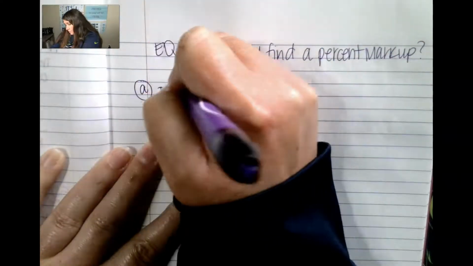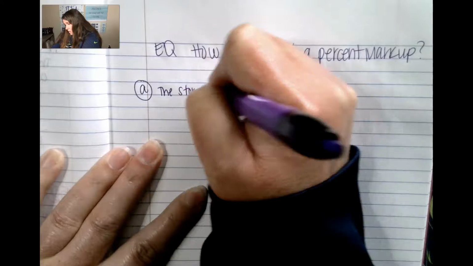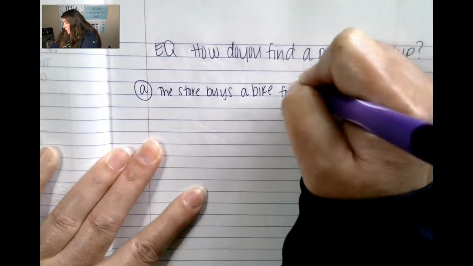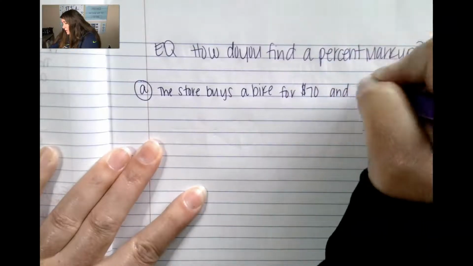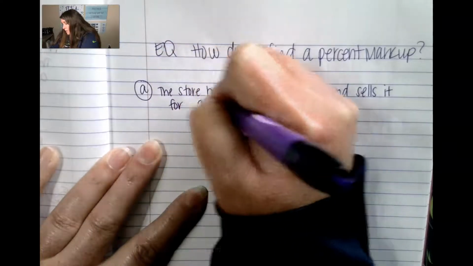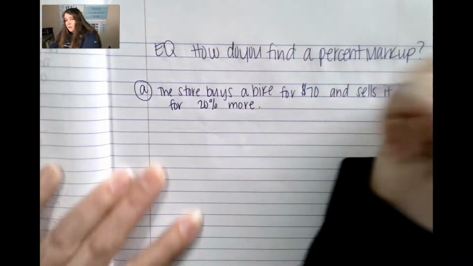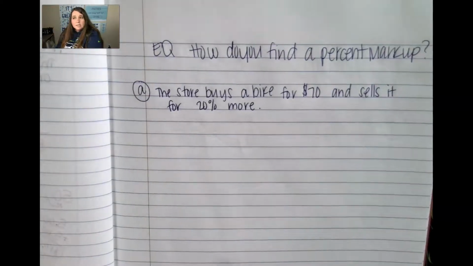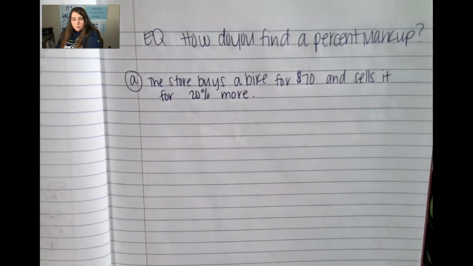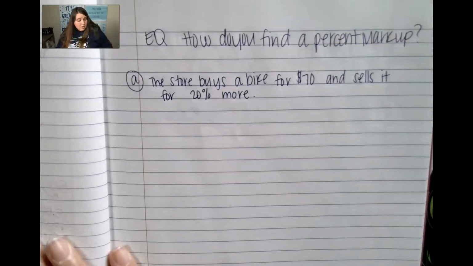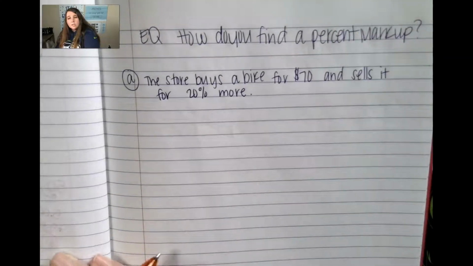So the store buys a bike for $70 and sells it for 20% more. So we want to know what is the price. So our job is to use that same equation that we used before. Okay, so you can use the equation or you can use the proportions, your choice. We're going to go ahead and figure out where these different parts go.